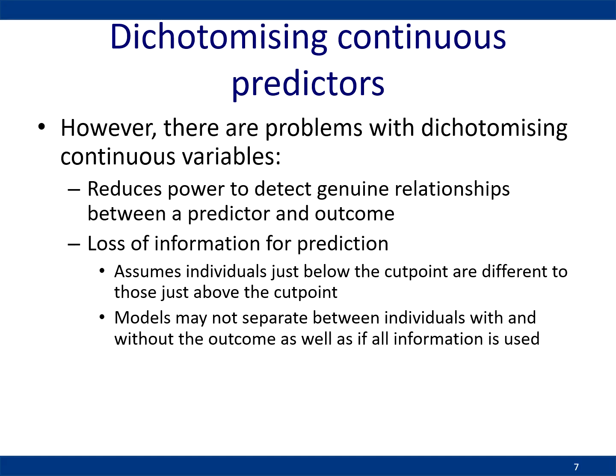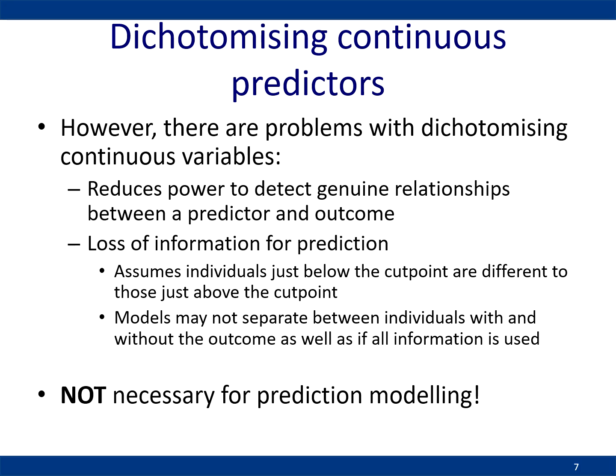So by categorizing people, we're saying that everyone within that category is the same or has the same risk, for example. And it assumes that someone right at the bottom value, so for example, someone aged 30 versus someone aged 64 would be the same. On the other hand, someone who's aged 64 versus 65 is put into different categories, which doesn't necessarily make sense. So we lose a lot of power, and we might not be able to separate out between individuals at high and low risk if we do lose this information at this stage. So the key point here is that it's not necessary to dichotomize continuous predictors for the purpose of prediction modeling.